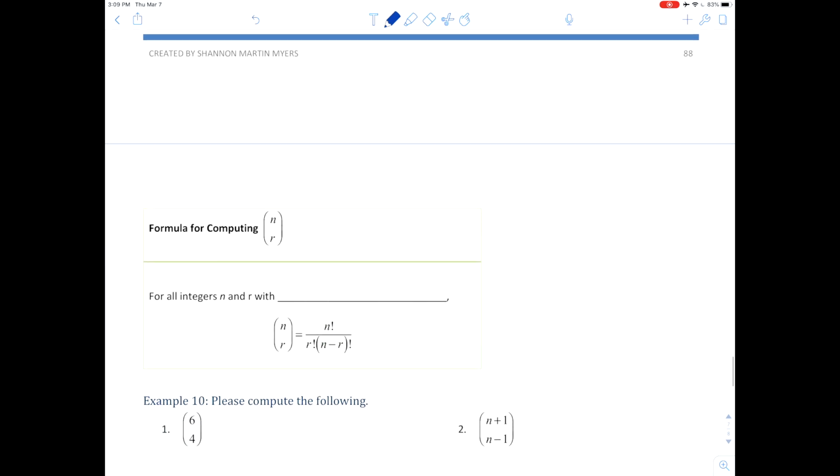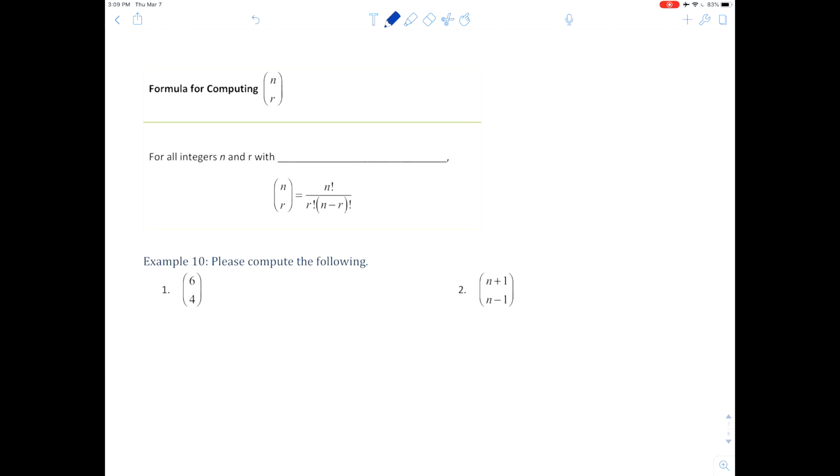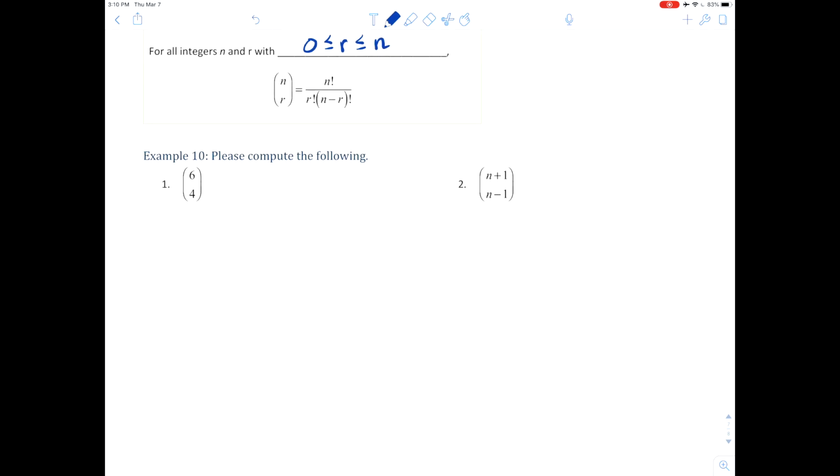Okay? And then a formula for computing this for all integers n and r with 0 less than or equal to r less than or equal to n: n choose r is equal to n factorial divided by all of this stuff, r factorial times quantity n minus r factorial. Note that the factorial is symbolizing decreasing products. So it's not like you can distribute that factorial symbol in there, in that difference. You have to complete the difference first, all right?